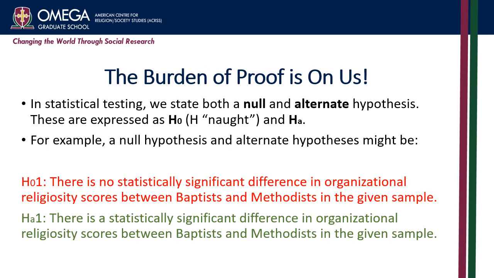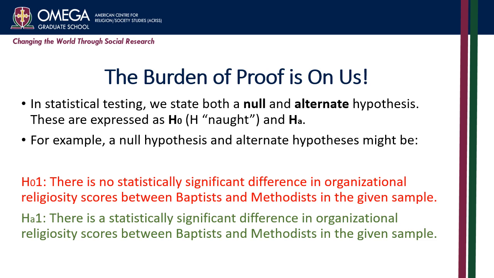Before we get too deep into statistical tests, we need to talk about hypothesis testing. And in statistical testing, we use both a null and an alternate hypothesis. And these are expressed as H0, that's H with a little 0, and HA for the alternate hypothesis. And we do this because the burden of proof is on us.